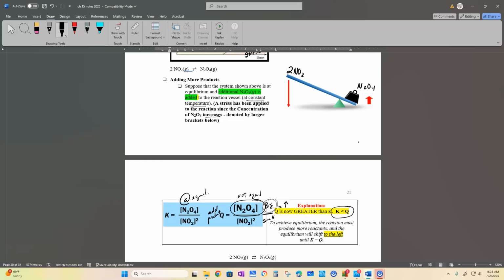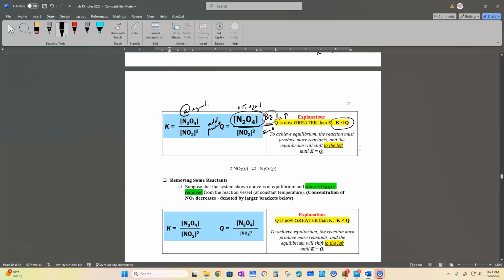So using my cool arrows, how do I need to fix equilibrium? Well, I need to add more reactants. And because the reactants are on the left side, I have to shift to the left, so that way Q equals my K. Okay? So that's the scenario of Le Chatelier's.